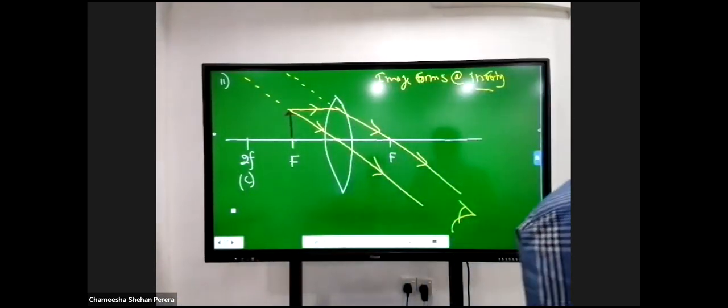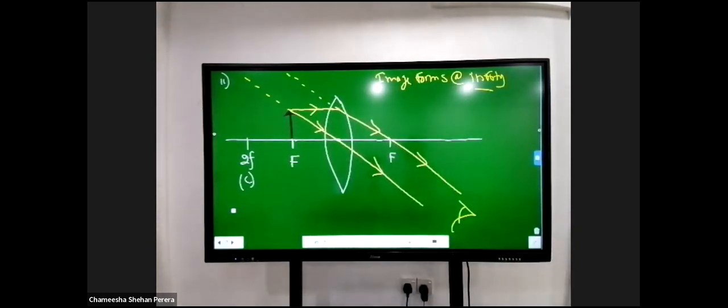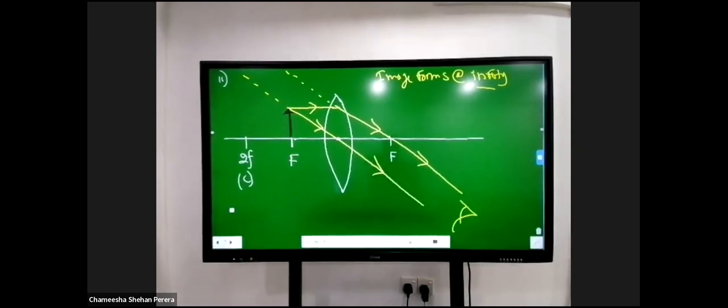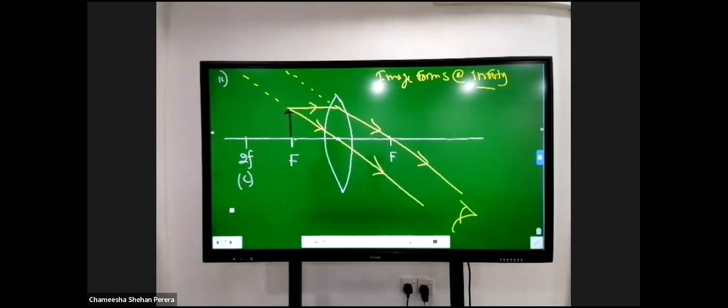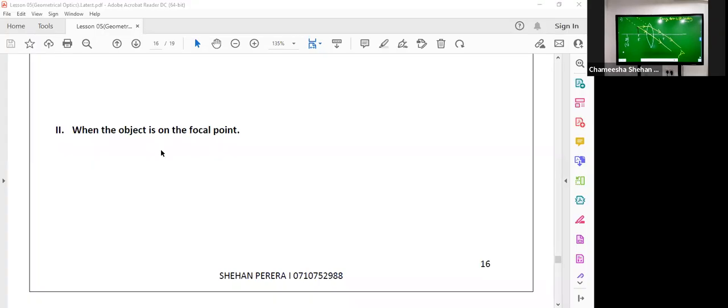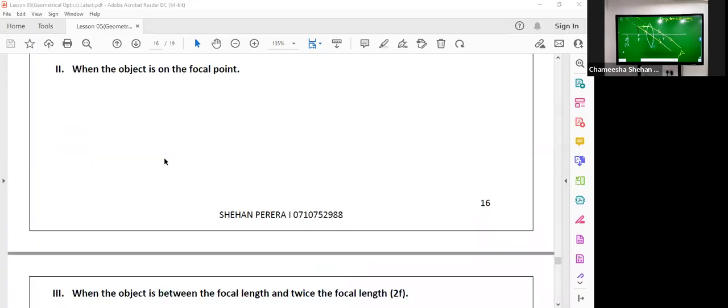Actually, in this situation, what really happens? The image becomes blur, right? In the practical situation, the image becomes blur, nothing else. Write it. Draw it here, right? When the object is on the focal point.